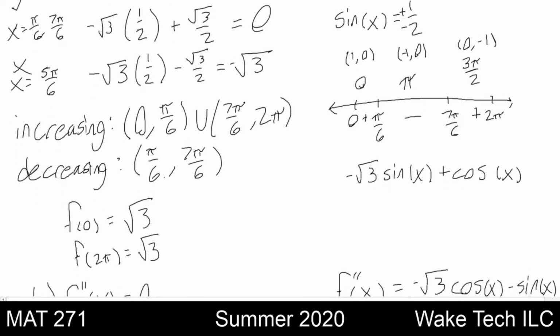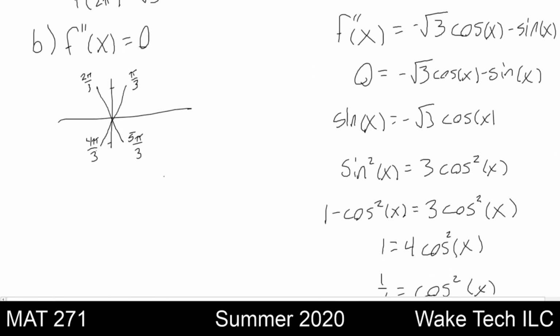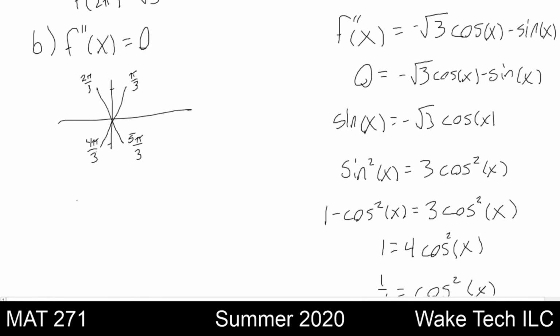So a really similar test as well. Luckily, a lot of the work that we've done already will pay off. This time we're testing f double prime. We want to find out what is negative square root of 3 cosine of x minus sine of x. What happens when we take this and we plug in x equals pi over 3?